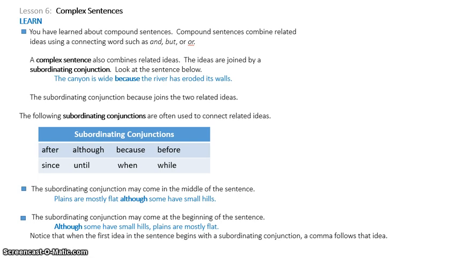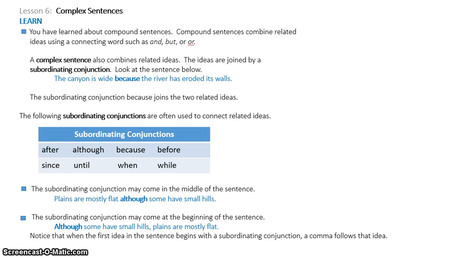Okay, so they've taken two separate sentences. The canyon is wide, the river has eroded its walls. And what they did is they put the word because in between it to combine it into one sentence. So because is a subordinating conjunction. So this goes back to the same idea about compound sentences. In order to make your sentences more interesting or to make them longer, you have two short, choppy sentences, you combine it, either make it a compound sentence or a complex sentence, and now you've got a nice longer sentence. So the subordinating conjunction because joins the two related ideas.